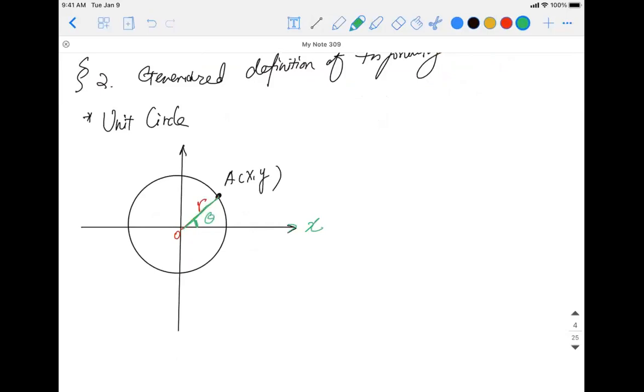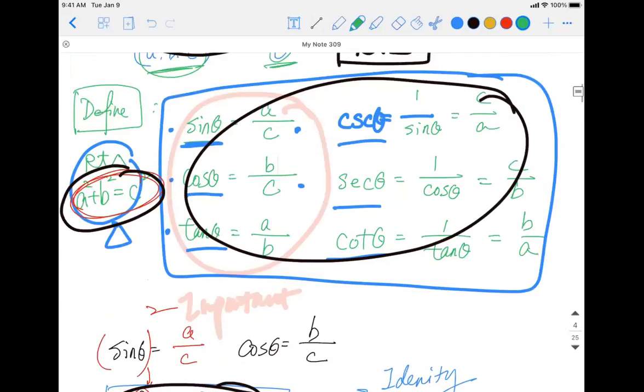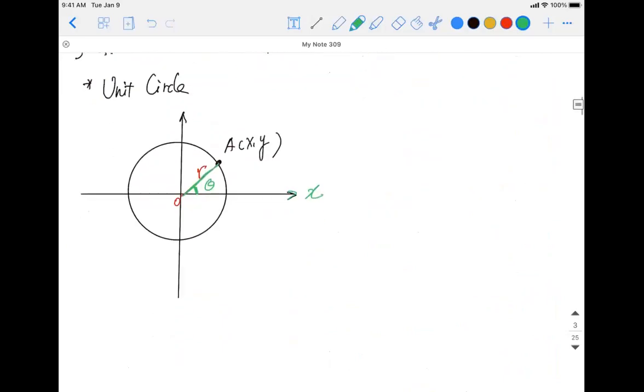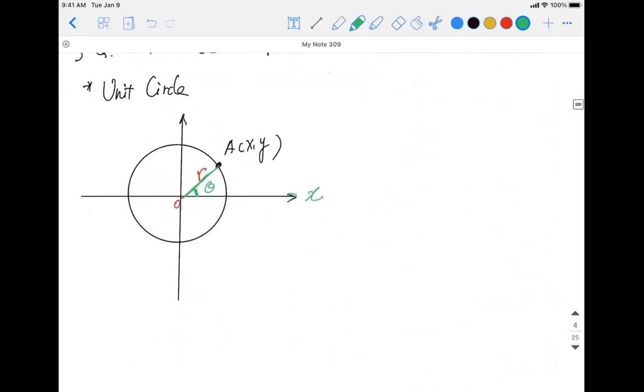How can I use the theta value to help me define something similar to what I did for the right triangle previously? That was a more specific definition with the right triangle, but now I go to a unit circle. Can I do something exactly the same or quite similar? The answer is yes. We can actually redefine all the trigonometry we talked about in the right triangle. Let's try to redefine everything in this unit circle. Follow me and let's have a quick look at how we're going to do such a definition.